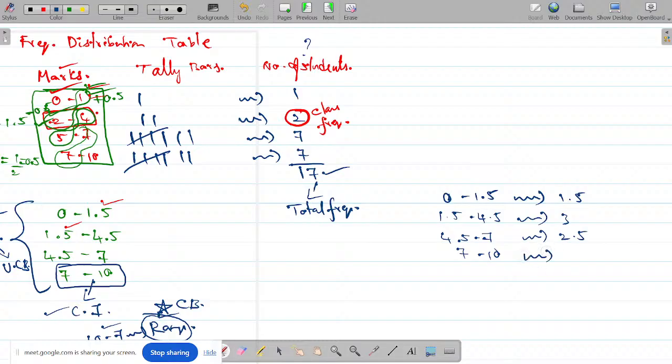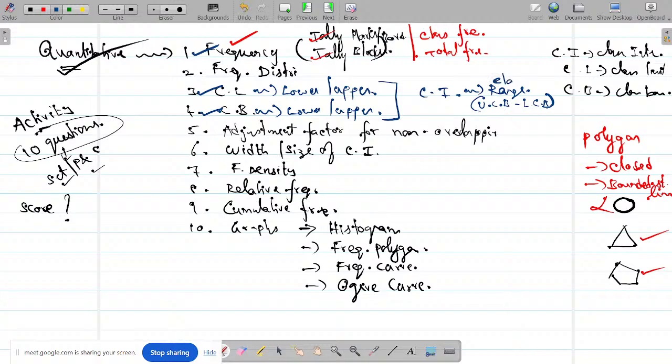What is the overall range? The maximum value minus the smallest value. This is what you call the overall range. And this value is what you call the class range. What do you call this one? Class range. So you can refer here, this is the class range. Yes, please make a note of it. Class range is for that particular class interval you are finding. Overall range means completely.